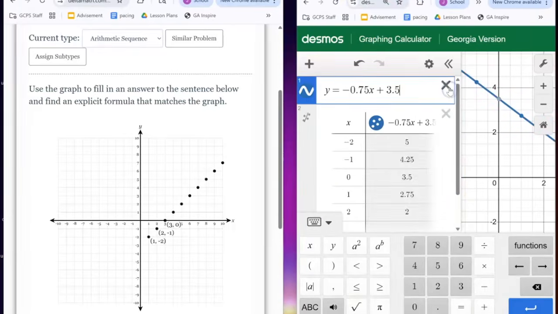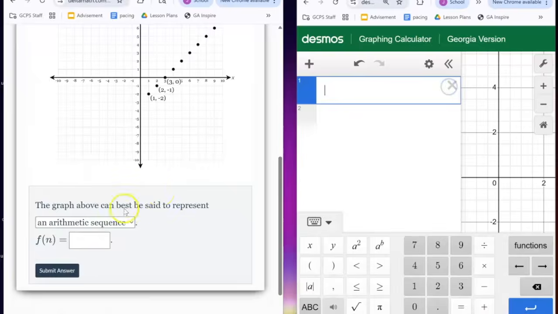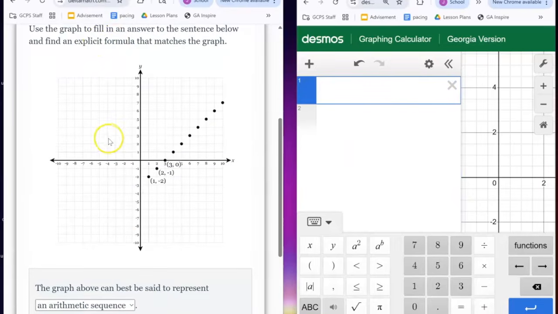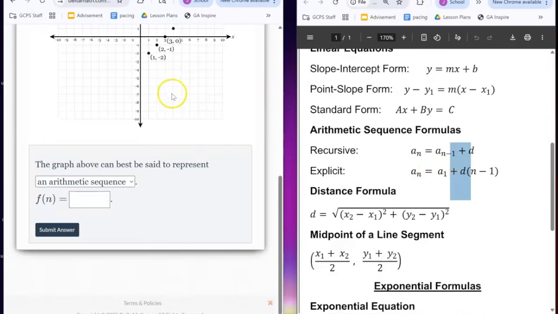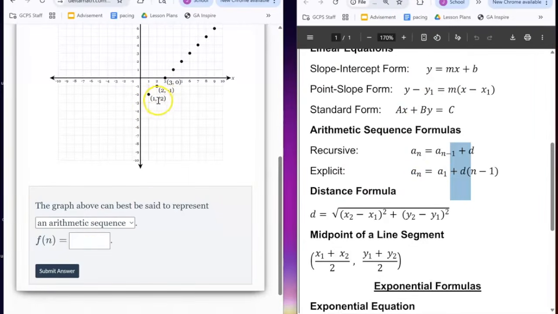All right, to write the explicit form for it. This time it doesn't say write the explicit. Oh, it does. Okay, so explicit. It looked like it was in function notation, but that's okay. So write the explicit form. I need the first term, which means this time they gave it to me. The first term is -2.